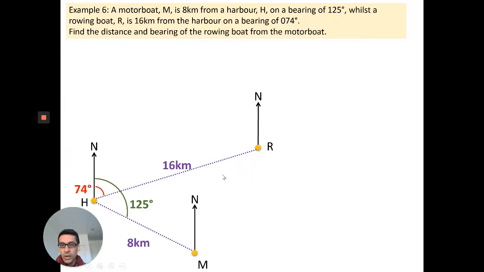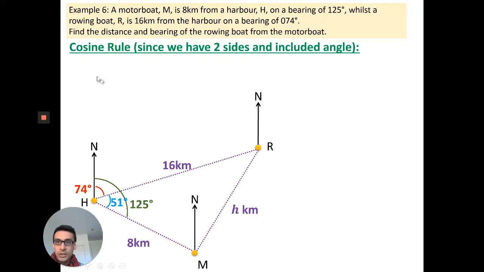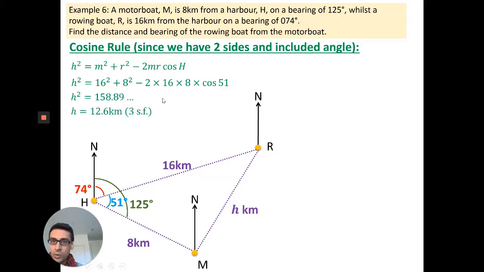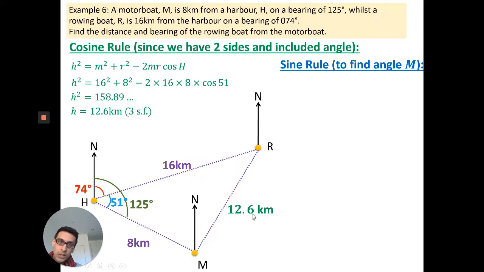Okay, so finish this off by making a triangle. We'll call that length H, because we need to work that out. So the first thing we're going to do is use the cosine rule, because we've got two lengths, 8 and 16, and an angle in between, 51. So I got that by subtracting 74 from 125. You can put all of this into the cosine rule, and then you can see H, you can replace that with 12.6.